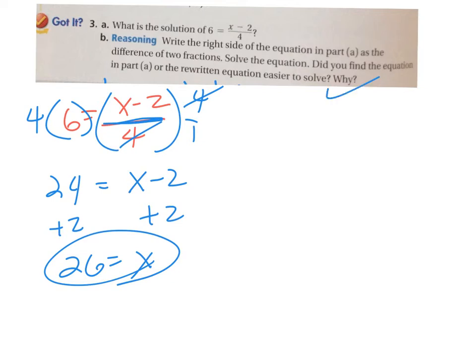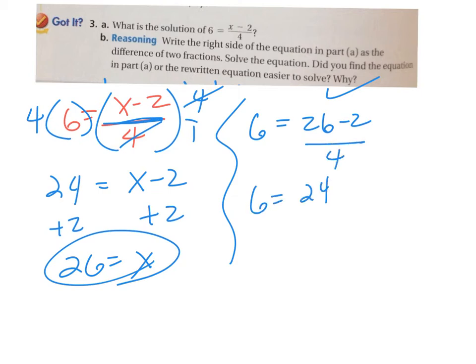Now we do have to do the check still. So the expectation here is that you plug back in that 26. So 6 equals 26 minus 2 over 4. 6 equals 24 divided by 4, and well, that's true. So our answer was correct. And the second part, write the right side of the equation as a difference of two fractions. Solve the equation. Did you find the equation of part A to be easier to solve? And I'm going to show you what that looks like here in just a second.